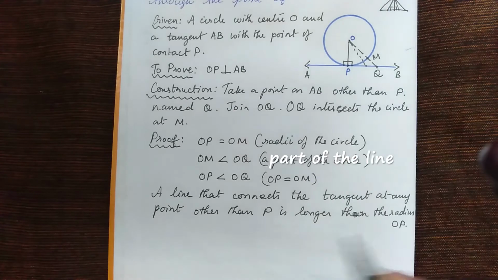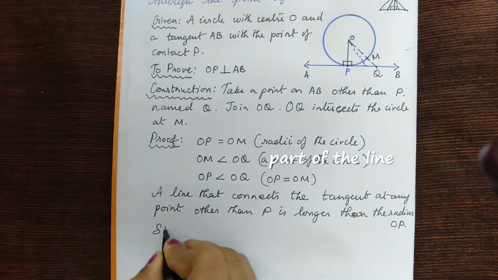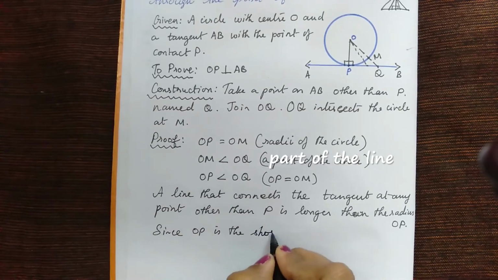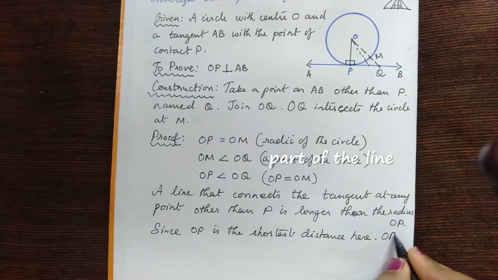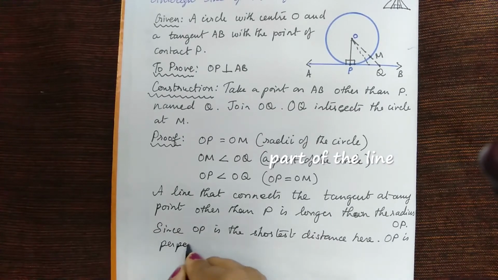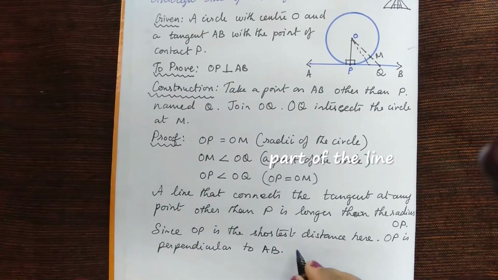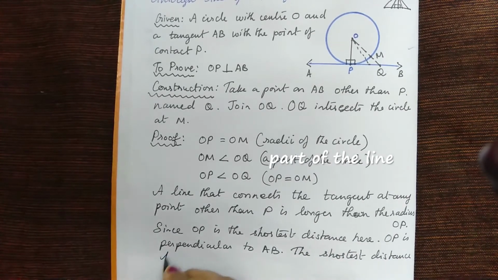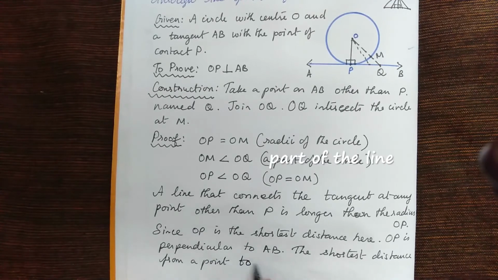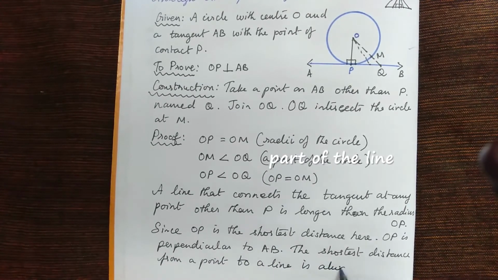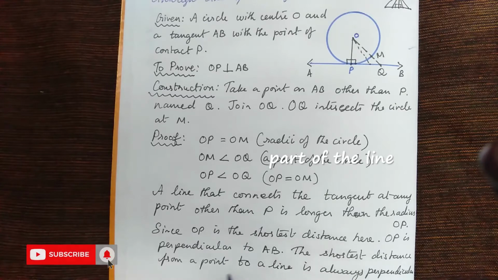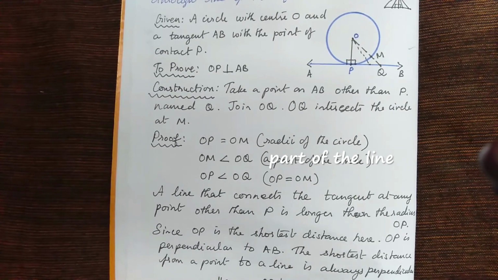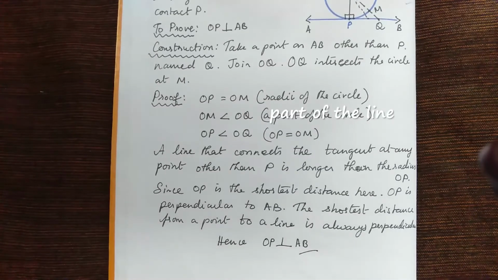So let's write here: since OP is the shortest distance here, OP is perpendicular to AB. The reason is the shortest distance from a point to a line is always perpendicular. Therefore, hence we can say that OP is perpendicular to AB. So that's how you prove it.